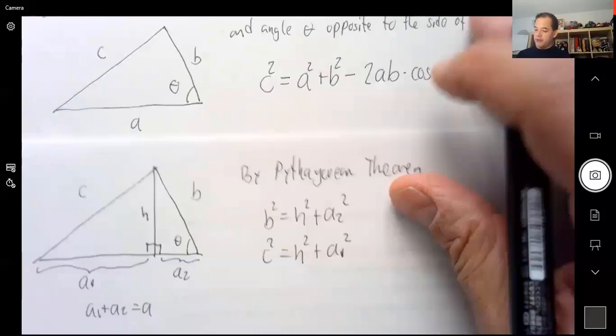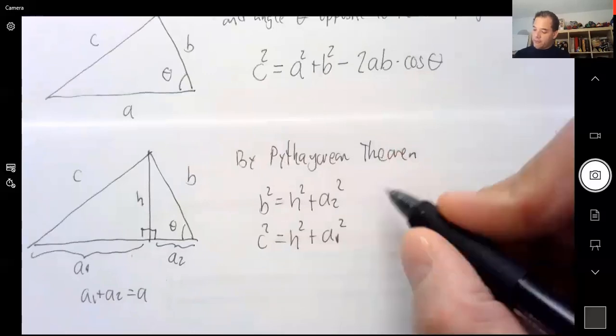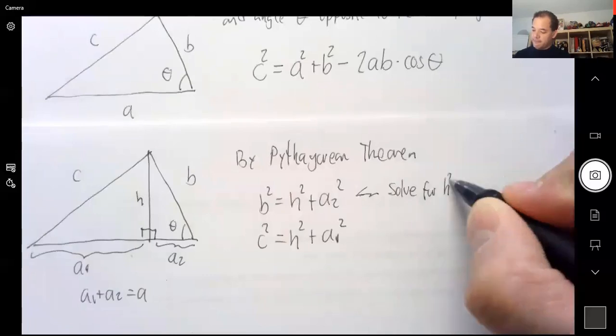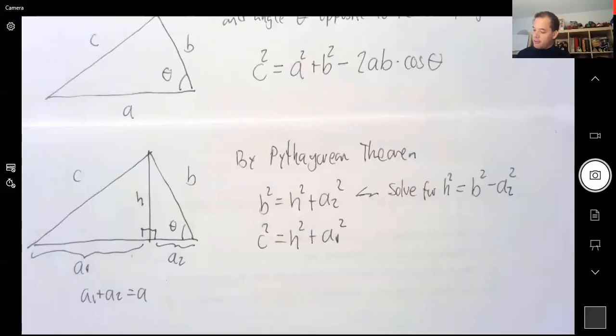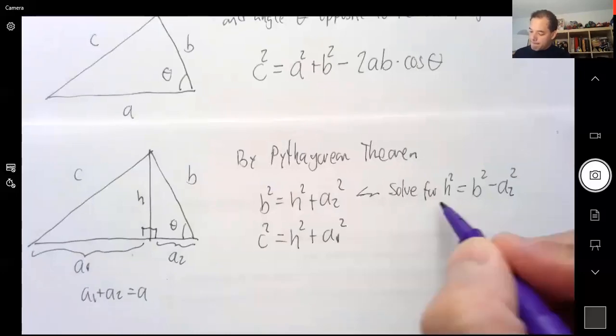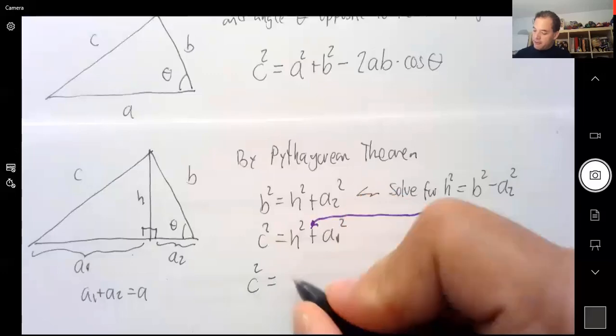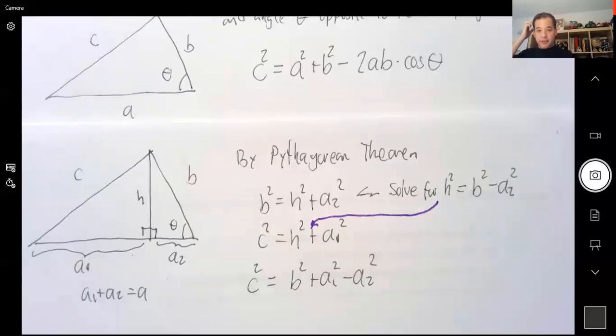Okay, so now what I'm going to do is solve for h squared here. And that would be b squared minus a2 squared. And then we're going to plug that in here. And what do we get? We get c squared equals b squared plus a1 squared minus a2 squared. Right? Okay. And why is this helpful? Well, you'll see in a moment.